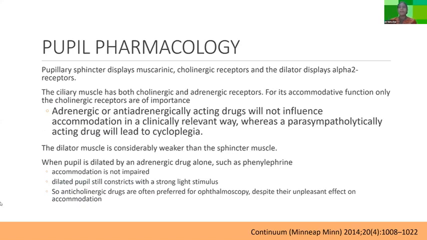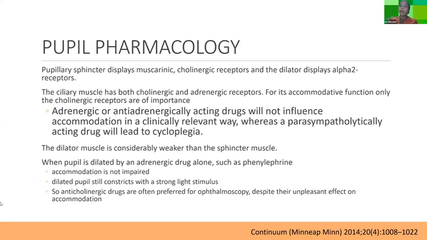The pupillary sphincter displays muscarinic cholinergic receptors, whereas the dilator has adrenergic receptors. The ciliary muscles, this is very important, have both cholinergic and adrenergic receptors, but for accommodation, the cholinergic receptors are the only important ones. So adrenergic or anti-adrenergic acting drugs will not influence accommodation in a clinically relevant manner, whereas parasympatholytic drugs will lead to cycloplegia.